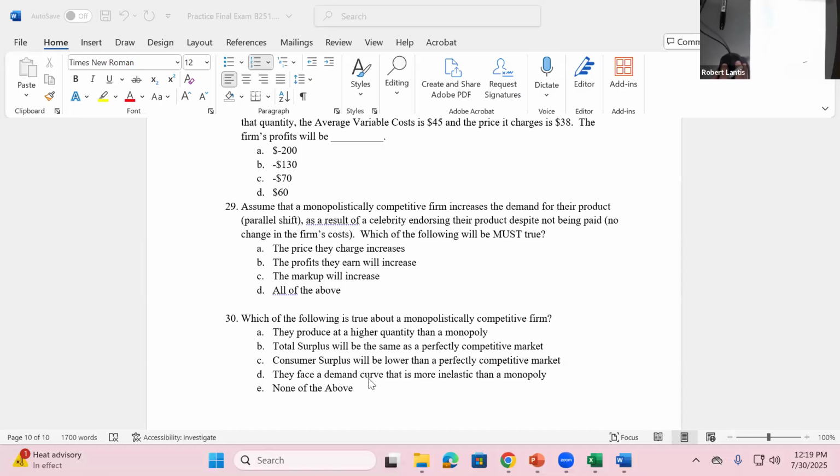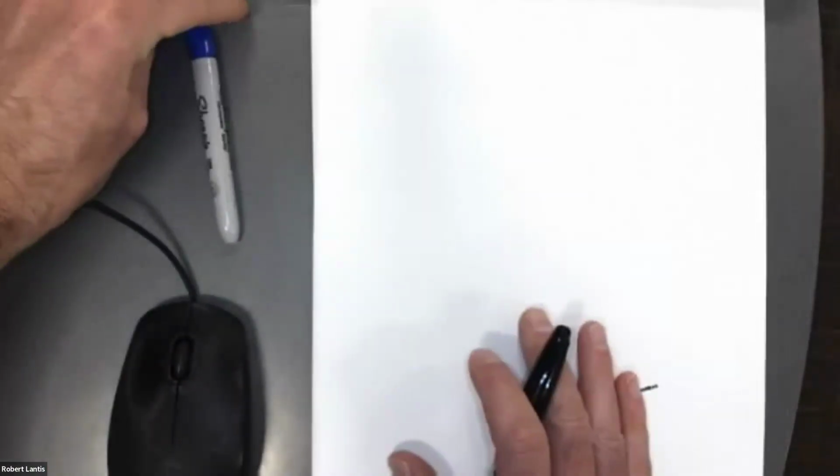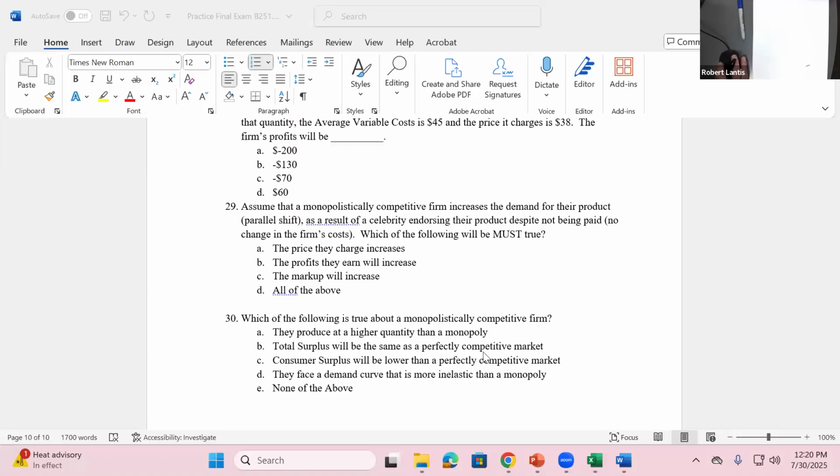And they face a demand curve that is more inelastic than a monopolist. Well, it's actually going to be not as much market power, so they won't have as steep of a demand curve. Now, we said steepness and elasticities, it's not one-to-one, but in general, the flatter the curve, the more elastic. So it should be that they have a demand curve that is a little more elastic than a monopolist. But let's think about why consumer surplus we know is going to be lower. We're comparing it to a perfectly competitive market.